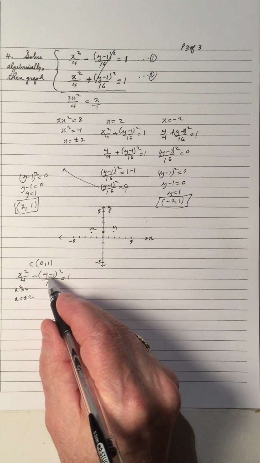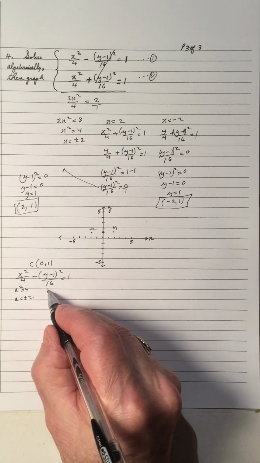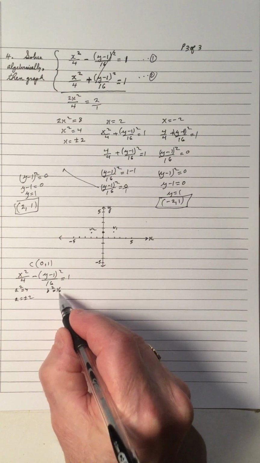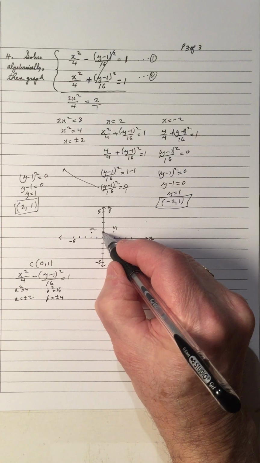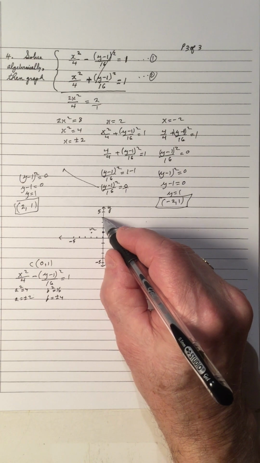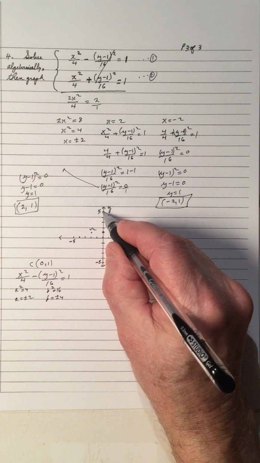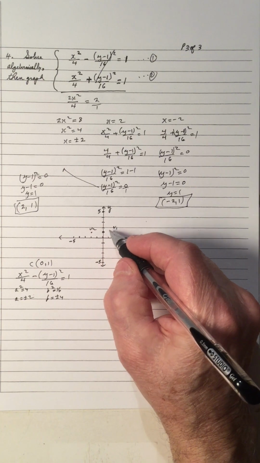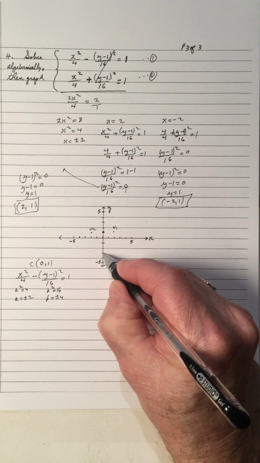And it has conjugate vertices. So b squared is 16, so b is plus or minus 4. From the center, we go up 4, 1, 2, 3, 4, right here. And we go down 4, 1, 2, 3, 4.